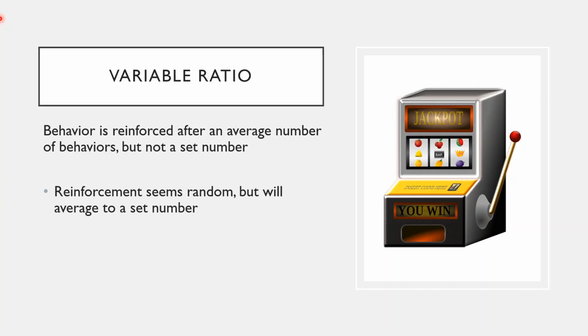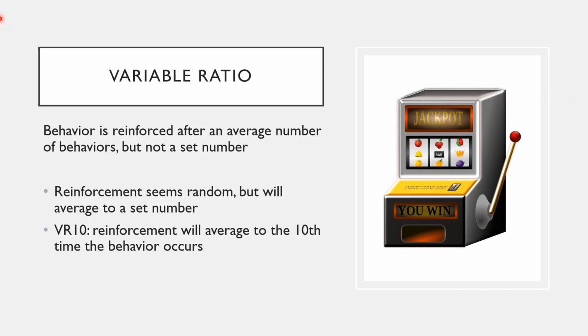The interesting thing here is that while the reinforcement seems to occur after a random number of times, there is an average, meaning that the number of behaviors that you have to perform to receive the reinforcement is going to average to a specific number. We'll look at what that looks like in a visual depiction in just a second. So for example here, a VR10 schedule, variable ratio 10 schedule, reinforcement is going to occur an average of every 10 behaviors, but sometimes it will occur after 5 behaviors, sometimes it will occur after 20 behaviors. You never know how many are going to be needed.